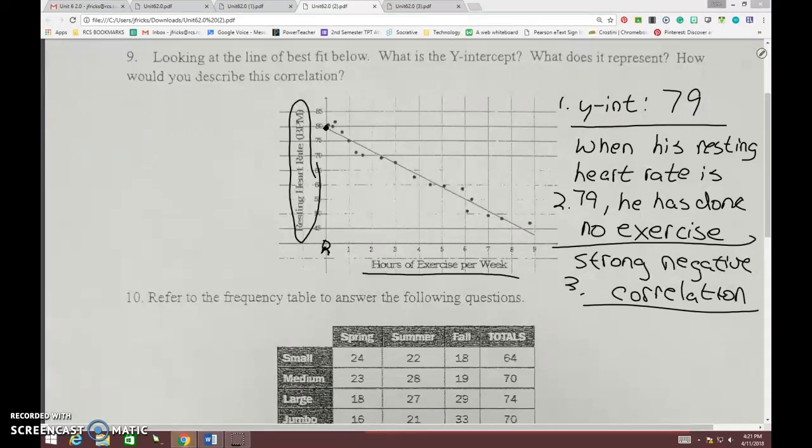Alright, let's move on to number 10. Actually, let's go ahead and end the video here, and then we'll move back to number 10 in the second part of the video.